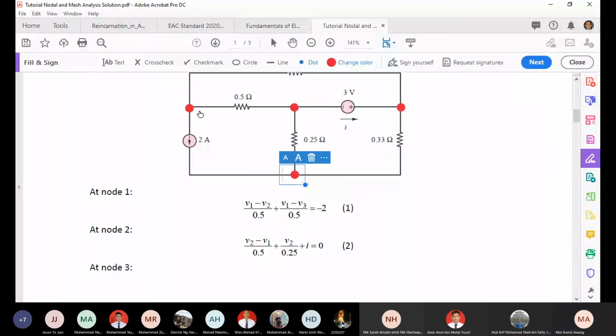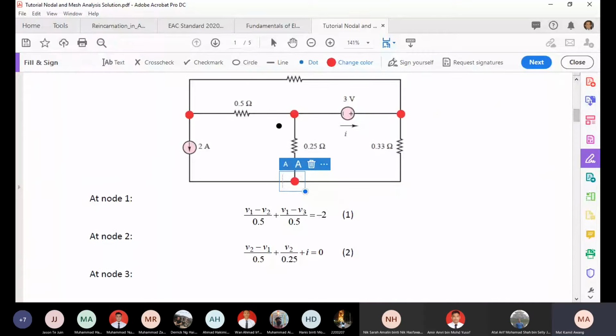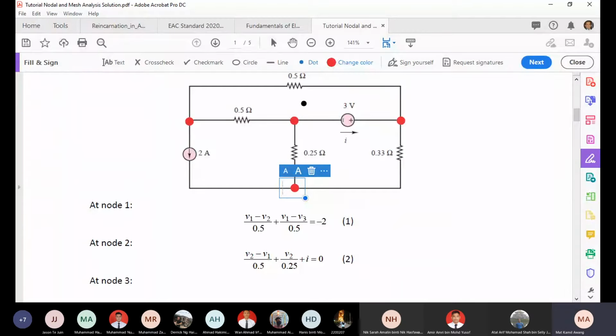So at node 1, we can write the equation with all currents going out from the node. So we have V1 minus V2 divided by 0.5 plus V1 minus V3. This is V3, okay?